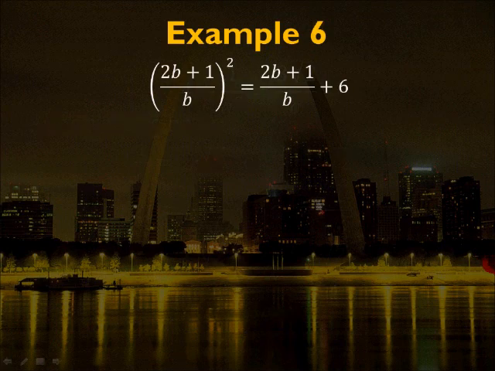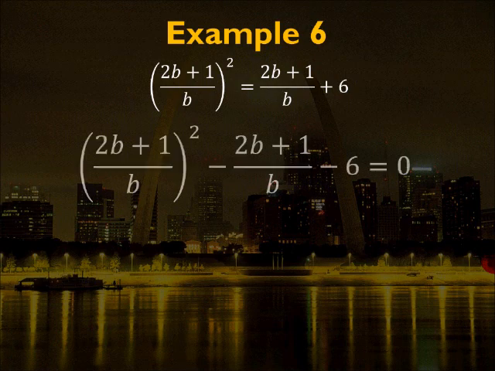We finally have example 6. Quantity 2b plus 1 over b squared equals 2b plus 1 over b plus 6. So rearrange the equation, and you get it to look something like this. In this case, it's pretty easy to substitute for the f of x, so go ahead and try that yourself, and then when you're done, solve for z and plug it back into the substitution and solve for b.